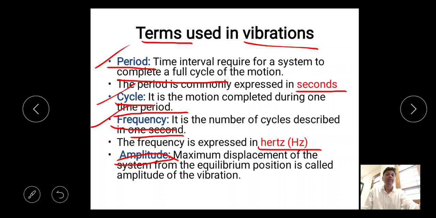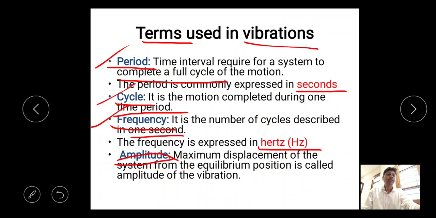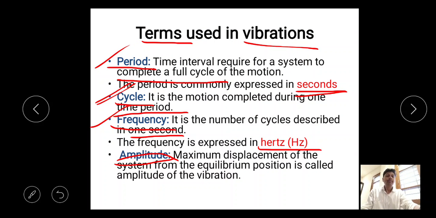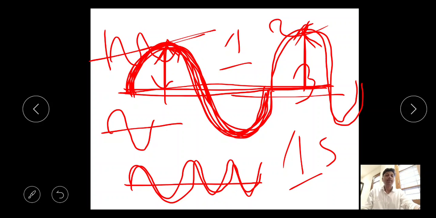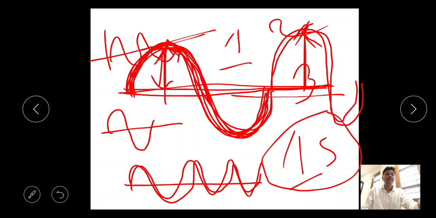The period is the time taken to complete one cycle, and it is expressed in seconds. A cycle is how much motion is completed in one time period. Then frequency is the number of cycles completed in 1 second. Then amplitude is the maximum displacement from the mean position.